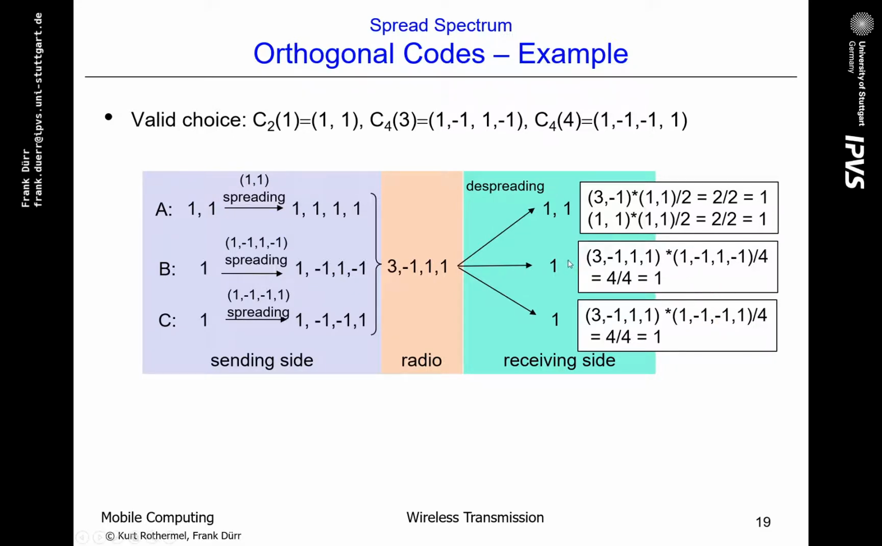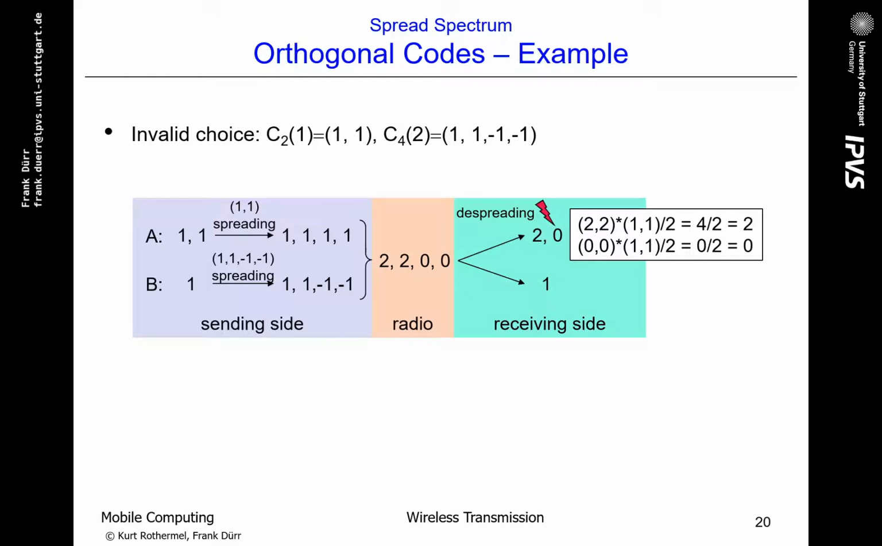So this is an example now where we used really different bandwidths for different senders and assigned them different chipping sequences of different lengths. But we have made sure that these chipping sequences are orthogonal by choosing them from different branches in our tree. Okay?